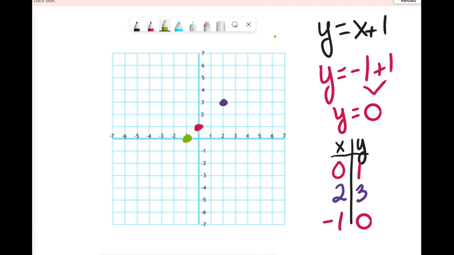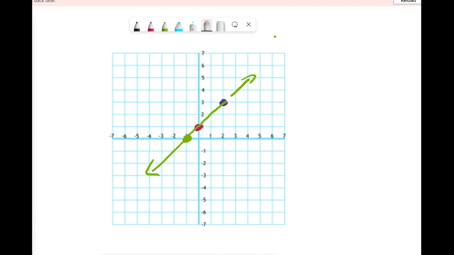You see that they all fall on the same line. This is a linear pattern. I'm going to draw the line, and it should look like this. Okay, you're just substituting values for x and then solving for y, and that will give you your x, y, and the coordinate pair. Now I'll show you another one.